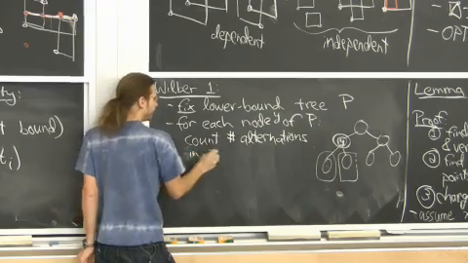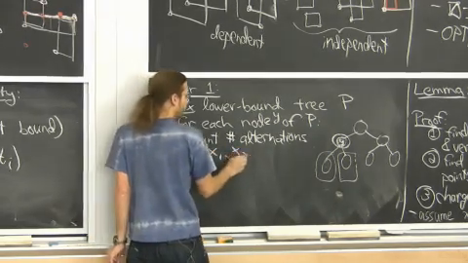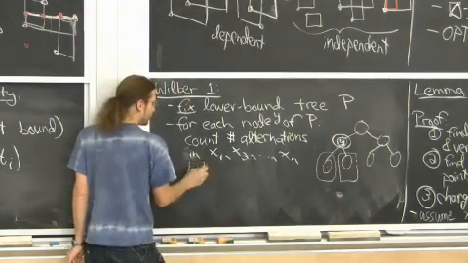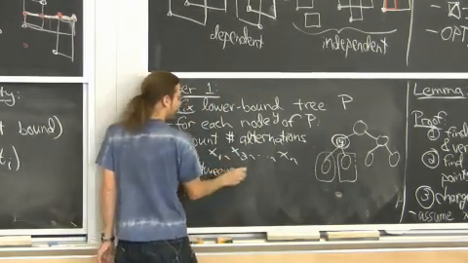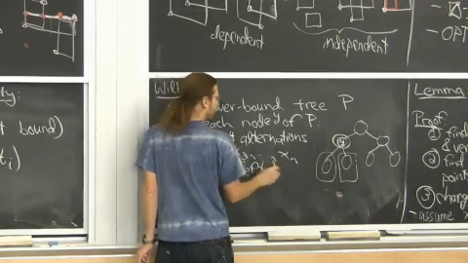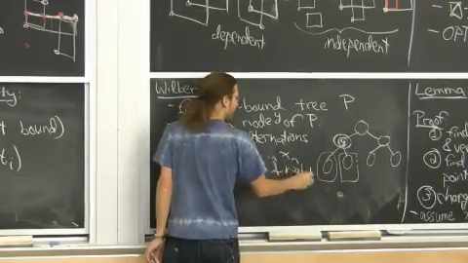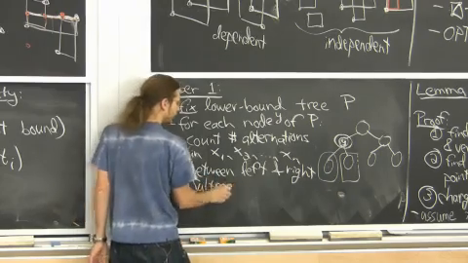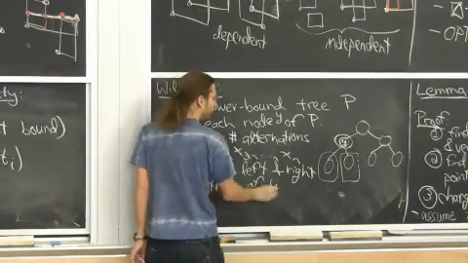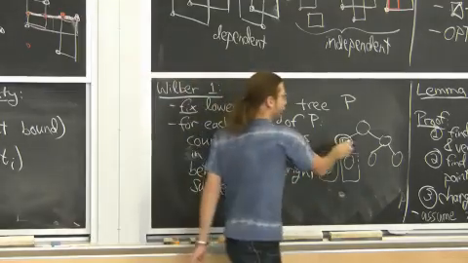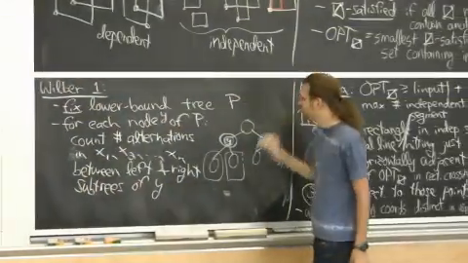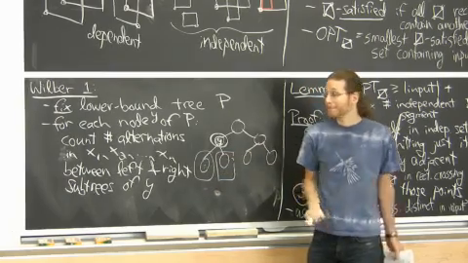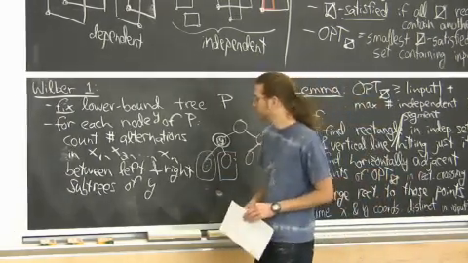In the access sequence, which is x1 up to xn, we count alternations between left and right subtrees of y. We're going to ignore accesses to y itself, and ignore accesses to keys outside of y. Just look at how many times I switch between left and right. Okay, that's a lower bound. That's the claim.